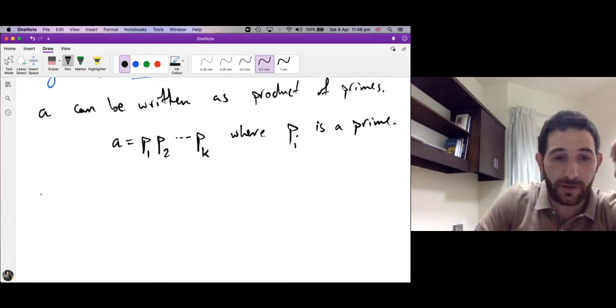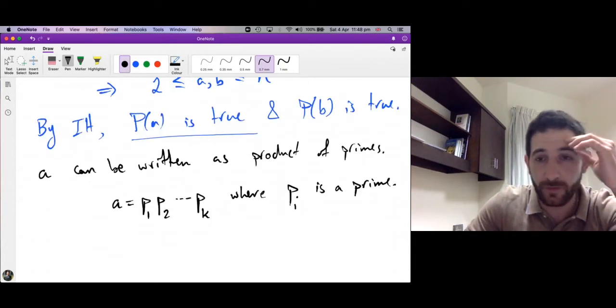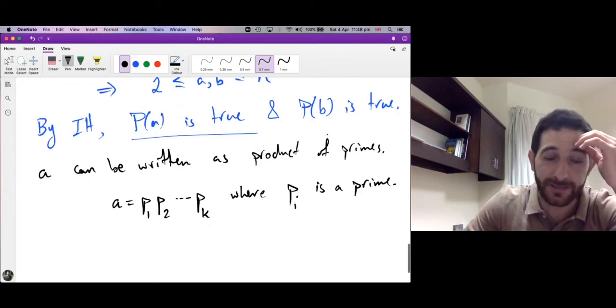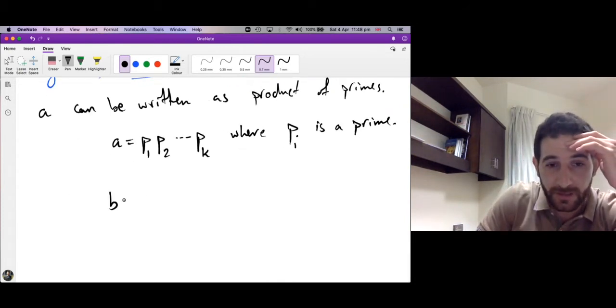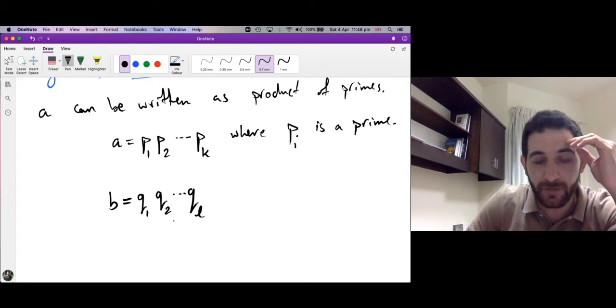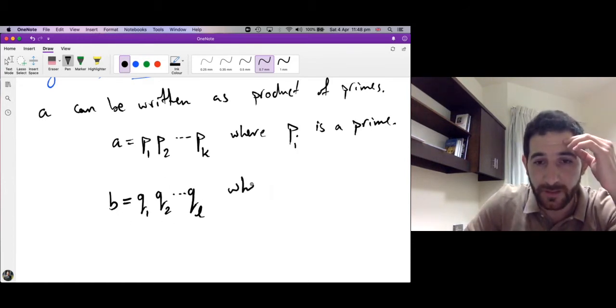Okay, again, and P of b is true. We know also P of b is true. This means that b can be written as a product of primes, and so b is equal to, say, Q1 times Q2 and so on times, say, QL. We have L prime numbers and we multiply them together, we get b. So where each Qi is a prime.